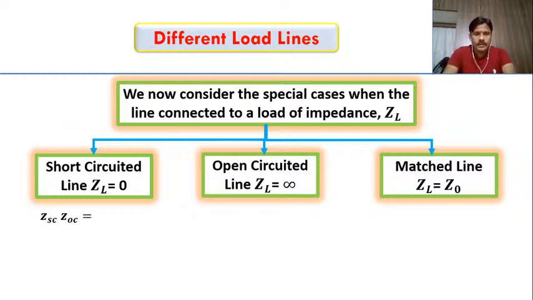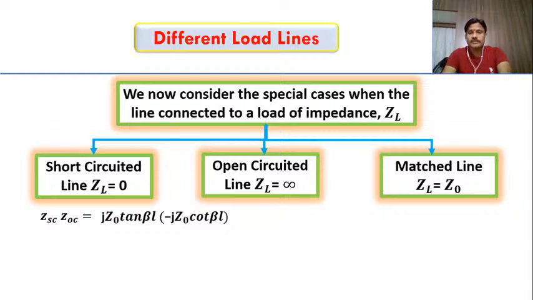Yes. Now, already we know the input impedance for the short circuited line as well as the open circuit line. What is the input impedance? ZSC is jZ0 tan beta L. And what is the input impedance in the case of open circuit? That is ZOC, equal to minus jZ0 cot beta L. So if you multiply these two, what happens? ZSC into ZOC I want. So ZSC is jZ0 tan beta L and ZOC is minus jZ0 cot beta L.